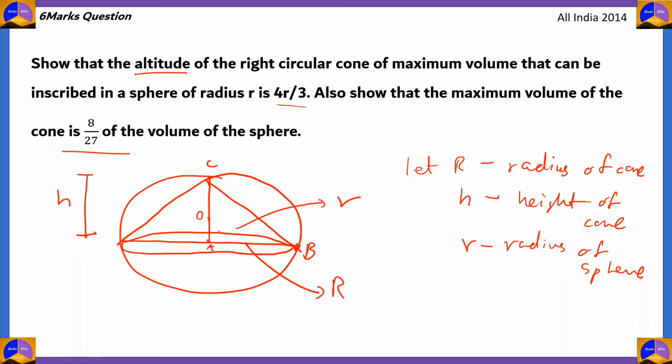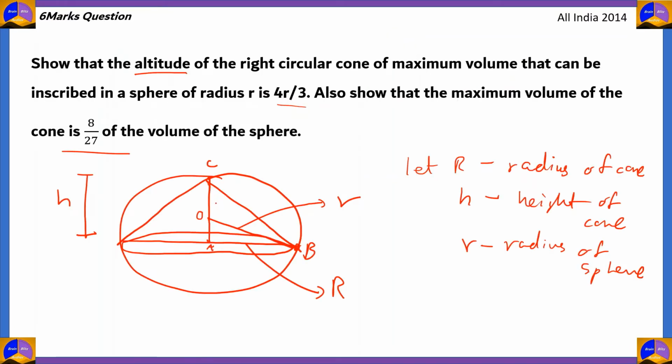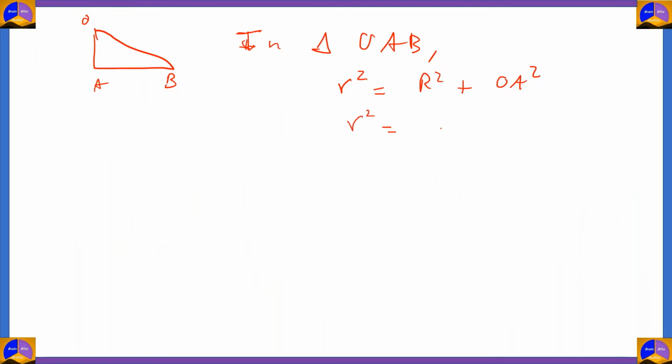So now, what do we do next? So what we do now is in triangle OAB, we apply the Pythagoras theorem. So r square is equal to capital R square plus OA square. So what is OA? So we have OA as h minus r. So therefore, small r square is capital R square plus h minus r the whole square. So this is by Pythagoras theorem.